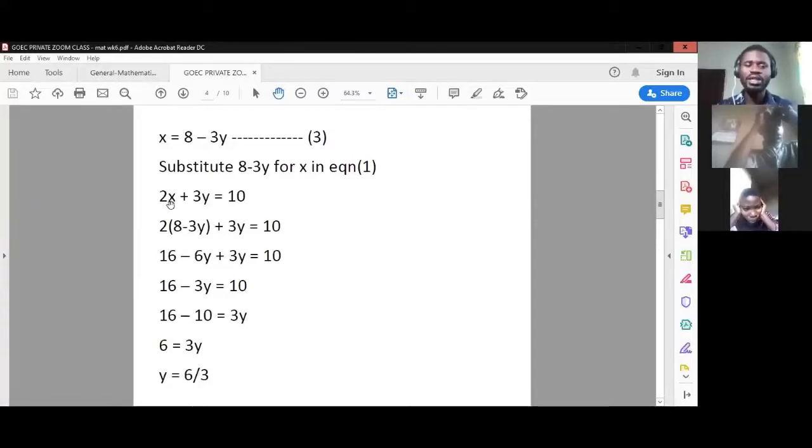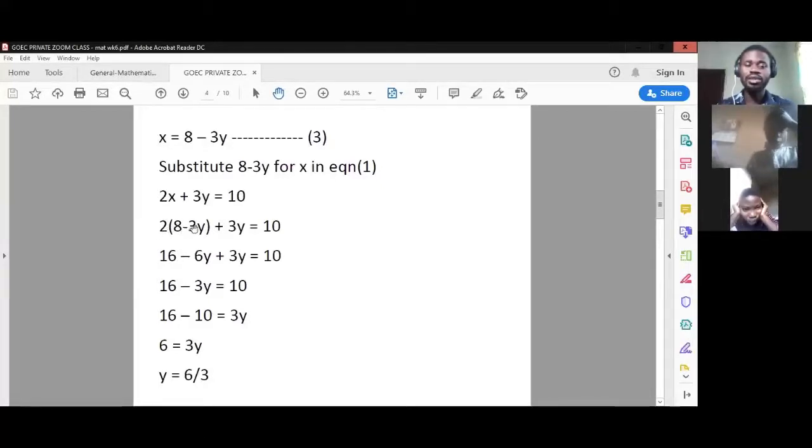So where we have x now, look at this, 2 into bracket, we now put 8 minus 3y. That means we have substituted for x. Then we put plus 3y also, is equal to 10. So what we do to this expression is that we expand it out. 2 times 8 will give us 16.